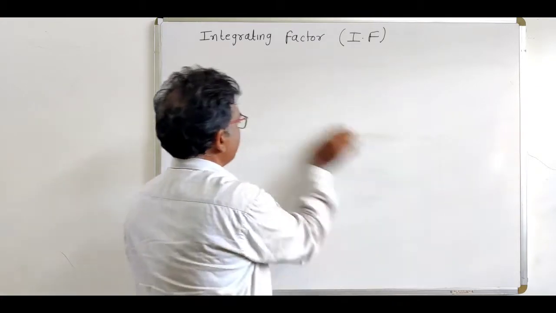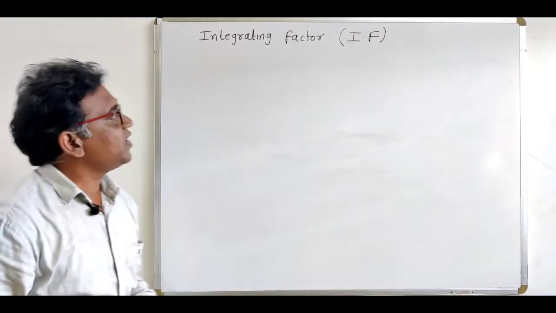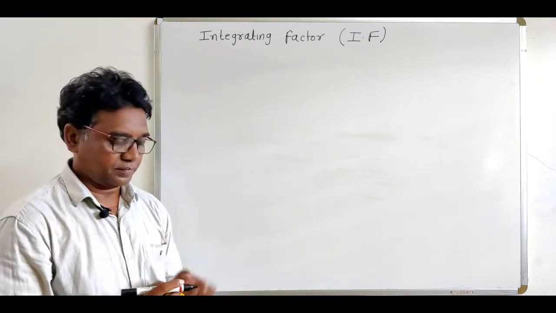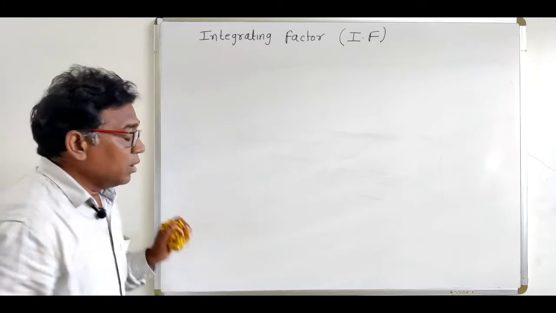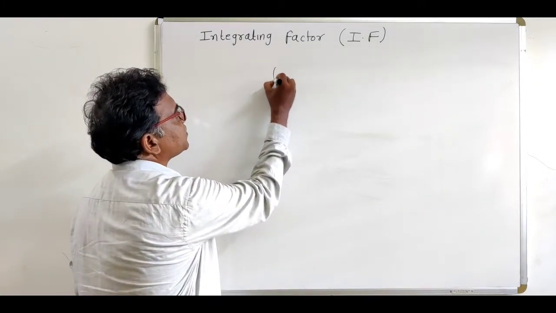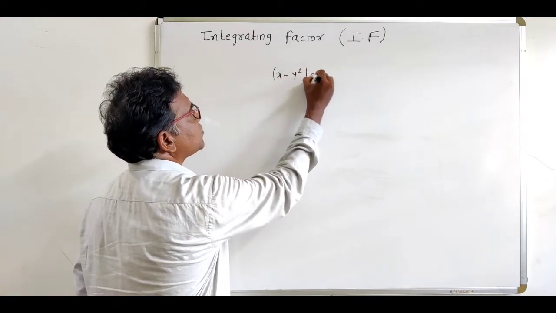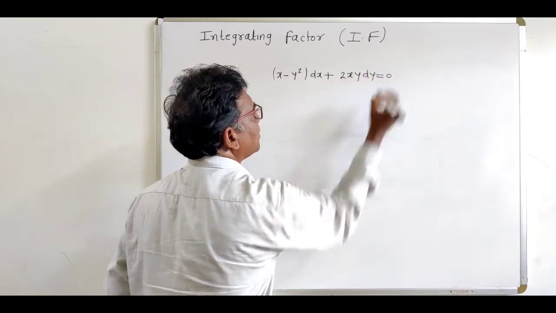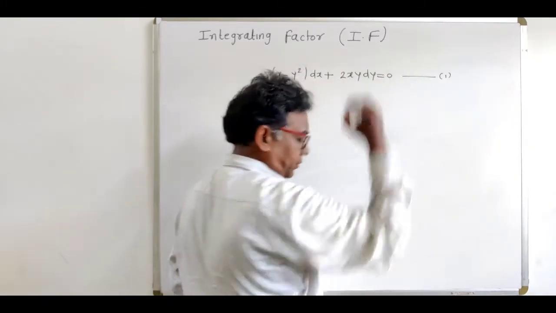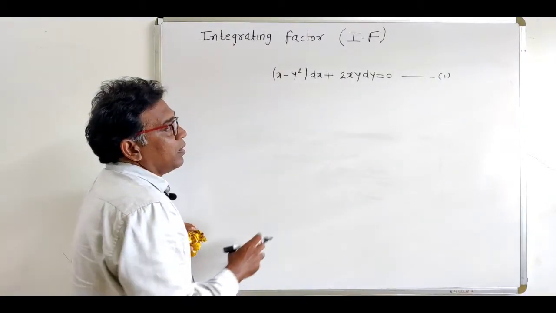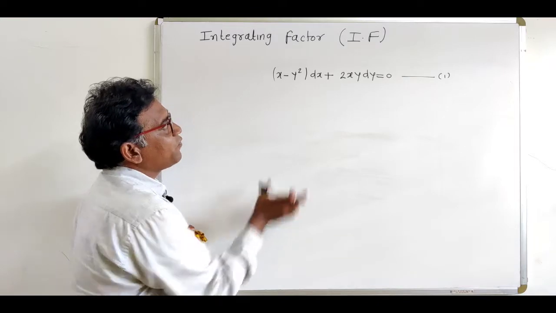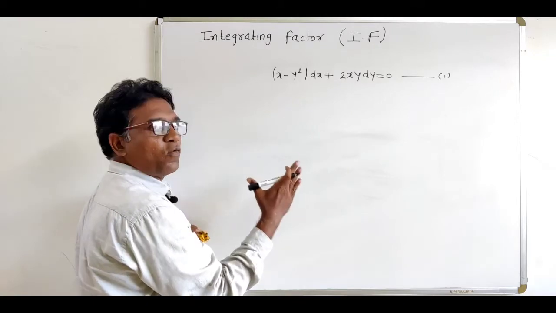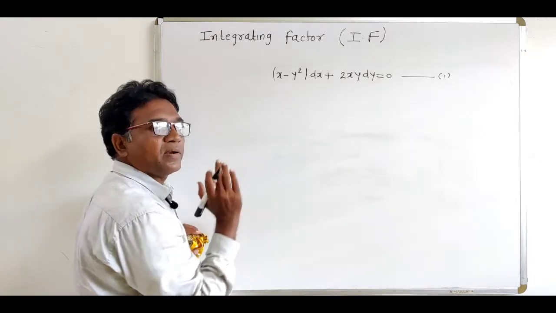Now see, in this lecture we will discuss the concept of the integrating factor. Now suppose you consider this differential equation, x minus y square dx plus 2xy dy equal to 0. Suppose this is our given equation. Now this is our standard form. What is the standard form? M dx plus N dy equal to 0. That is the standard form of a differential equation of first order and first degree.